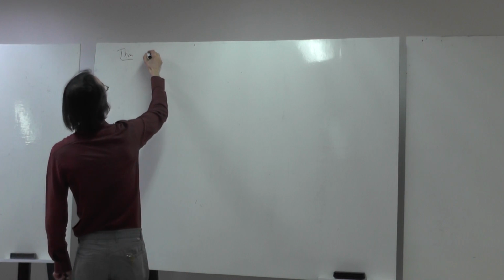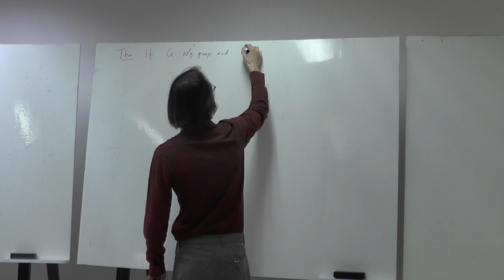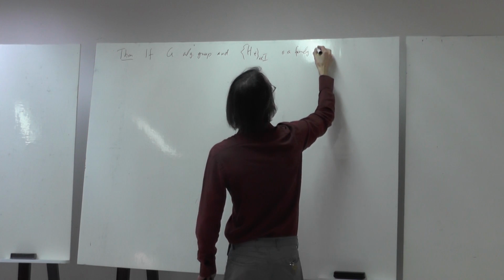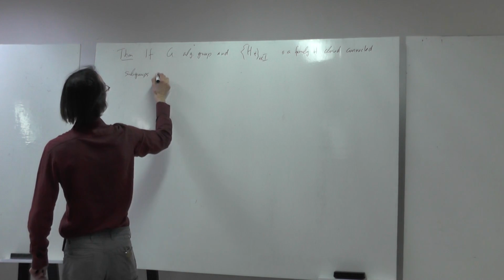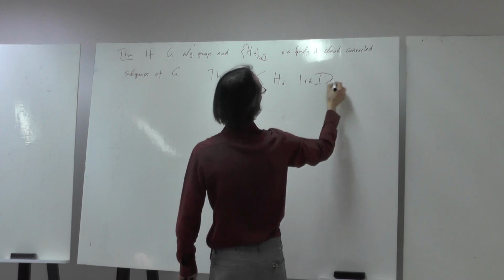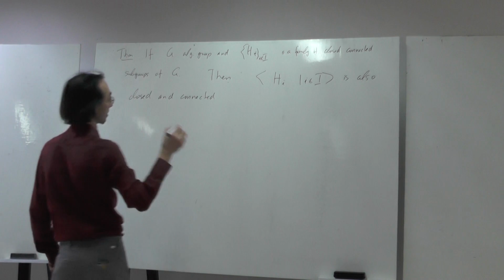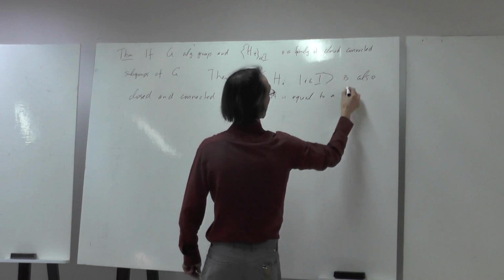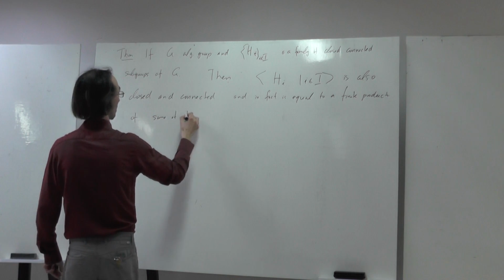Theorem. Suppose G is an algebraic group, and I have a family of closed connected subgroups H_i of G. Then the group that they generate is also closed and connected, and in fact is equal to a finite product of some of the H_i with repetitions.